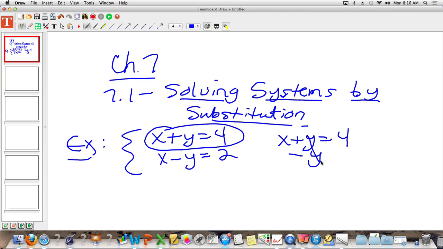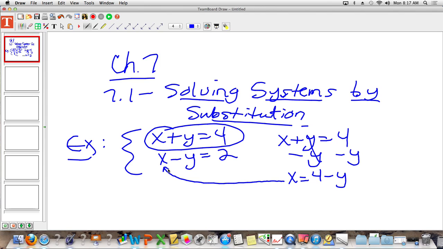So you're going to subtract y from the left. You are going to subtract y from the right. So x is equal to 4 minus y. So if x is 4 minus y, you need to take that x and plug it into the other equation. Now I'm going to take this x and put it in here. The reason I'm going to do that is because I want this second equation to all be written in terms of the same variable. I need to get rid of variables so that I only have one variable left. So I'm going to replace that x with 4 minus y.